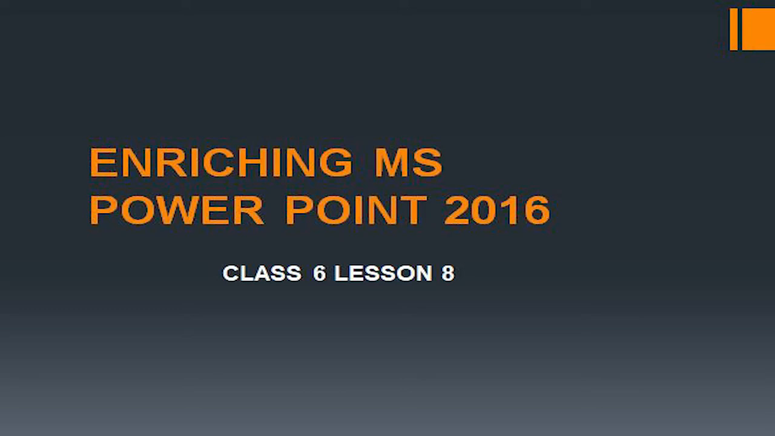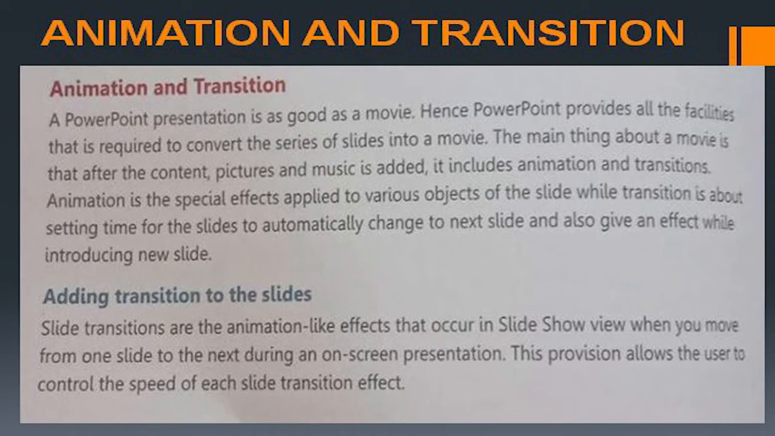Today we are going to learn our next topic in Enriching MS PowerPoint, class 6, lesson number 8. The main thing about a movie is that after the content, pictures and music are added, it includes animation and transition. Animation is a special effect applied to the various objects of the slide. Slide transition is about setting the time for the slides to automatically change to the next slide and also giving an effect while introducing a new slide.